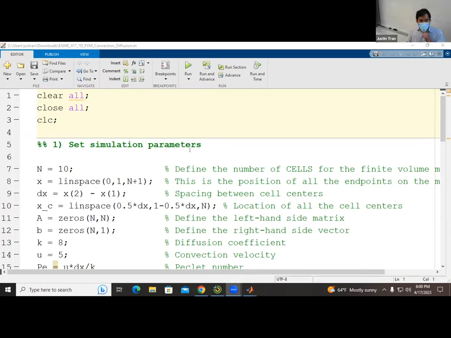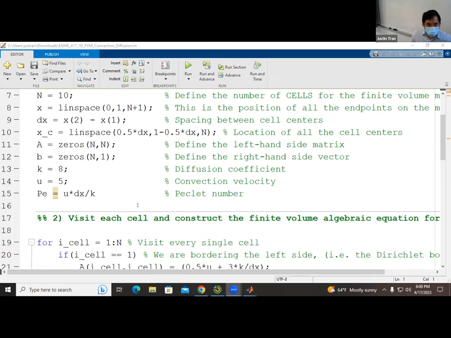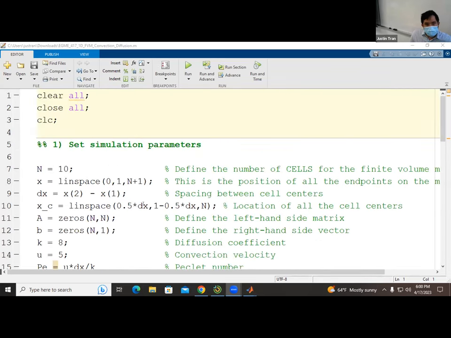So this is the code. I posted this onto Canvas. This is a fully completed code, so you don't have to do anything for this. But let's go through it together to see all the different parts, okay?